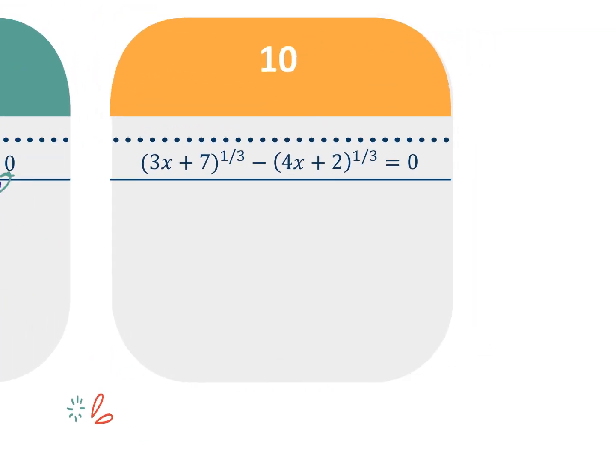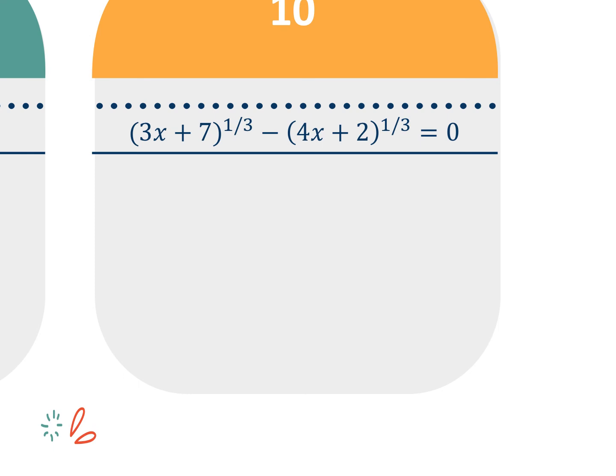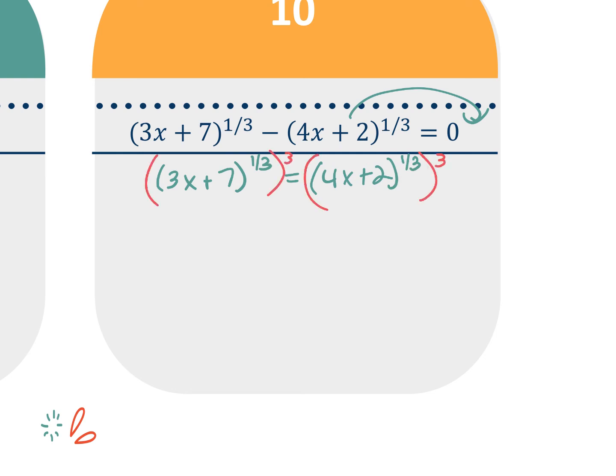All right, so now look at 10. The 1/3 is the same thing as the cube root. So I can rewrite that as cube root if it's easier for you to understand, or I just bump this to the other side. 3x plus 7 to the 1/3 equals 4x plus 2 to the 1/3. And then I would raise each to the third power, and they're both going to cancel out. So 1/3 times 3 is to the first, and 1/3 times 3 is to the first.